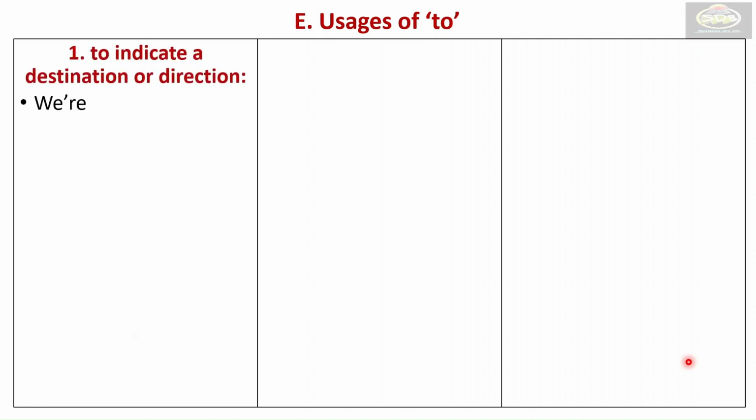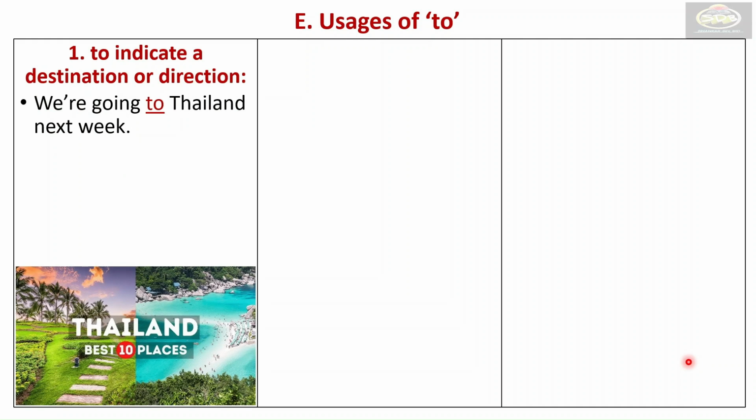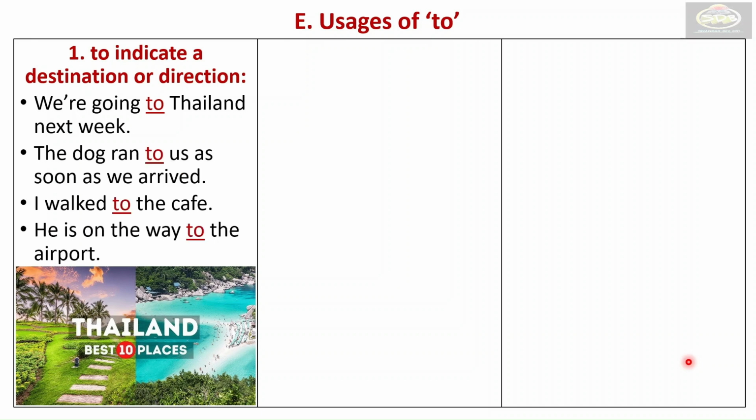Next, usages of to: to indicate a destination or direction. Example, we are going to Thailand next week. To Thailand. This is destination. The dog ran to us as soon as we arrived. I walked to the cafe. He is on the way to the airport. We are going to hospital. In this way, if we are talking about any destination or direction of our movement, we use to.